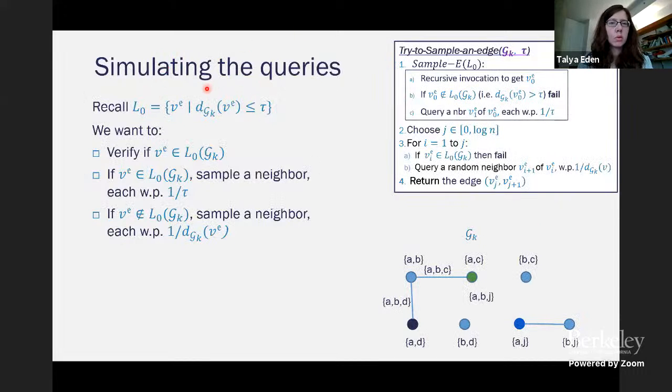Okay, so the goal is now to simulate the queries. And once we can do this, we are guaranteed that a uniform edge in GK is returned, or guaranteed that a uniform K-clique is returned. So this is actually all we need to do now: explain how to simulate these queries. We wanted to verify if some vertex, some node in GK belongs or not to L0. If it does belong to L0, we want to be able to sample each of its neighbors with probability 1 over tau. And if it does not belong to L0, then we want to sample a uniform neighbor, a uniform triangle incident to it, with probability 1 over its triangle degree.